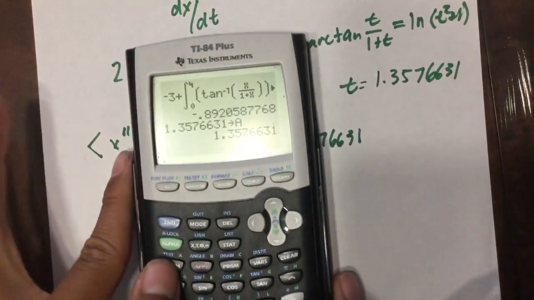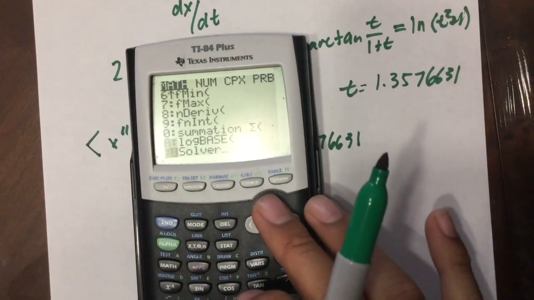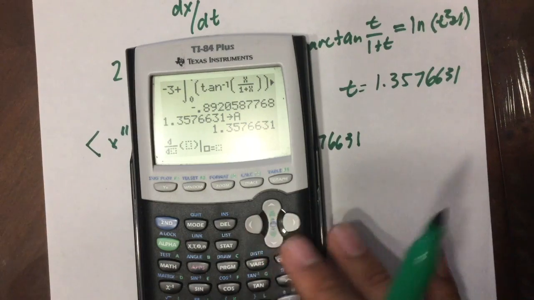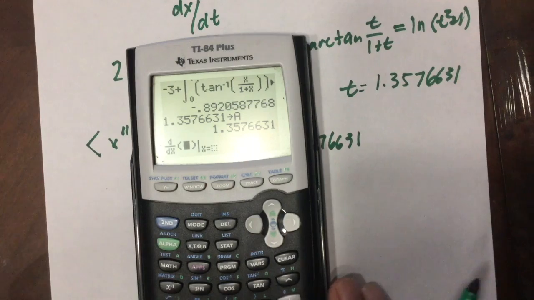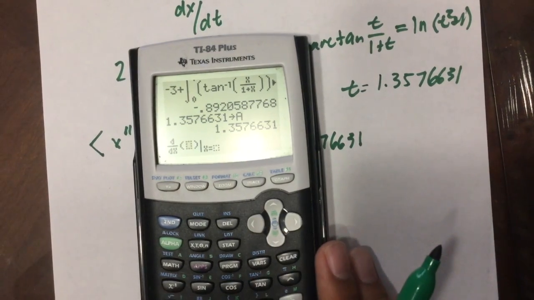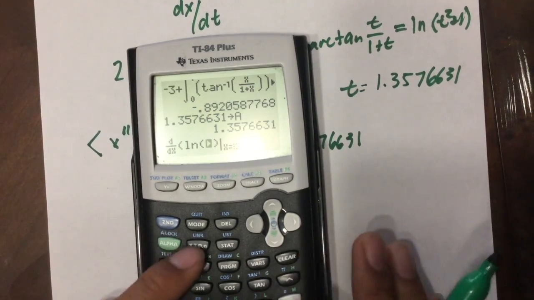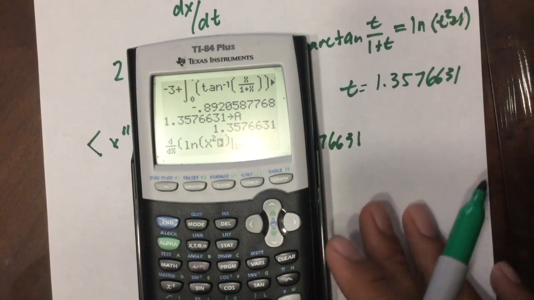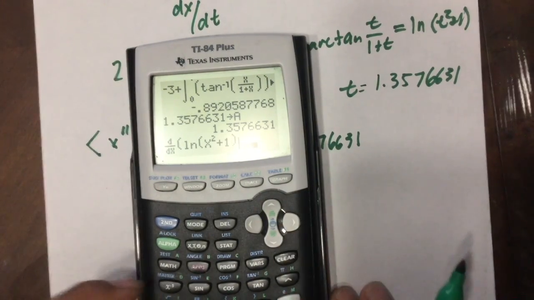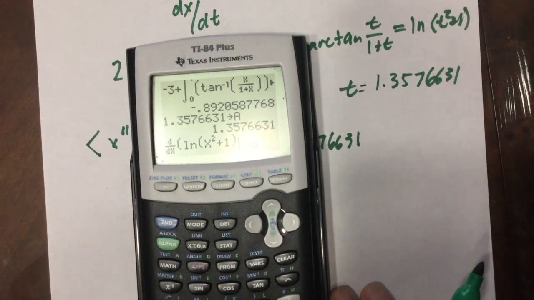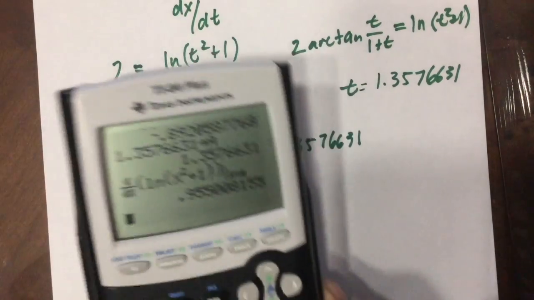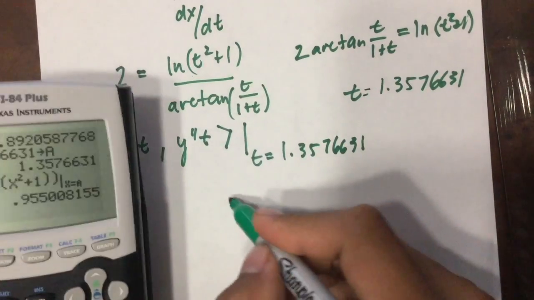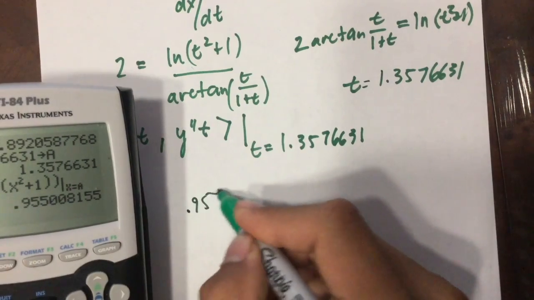So you go to math, 8, and it's d/dx, and the first equation is ln of t squared plus 1 at the value that we stored in alpha A. And this is our y value. So it's 0.955.